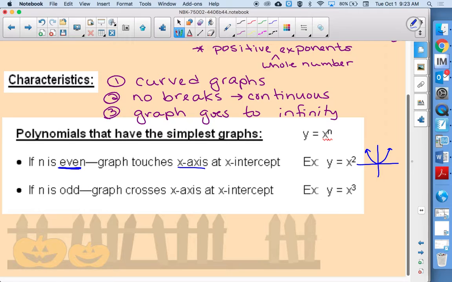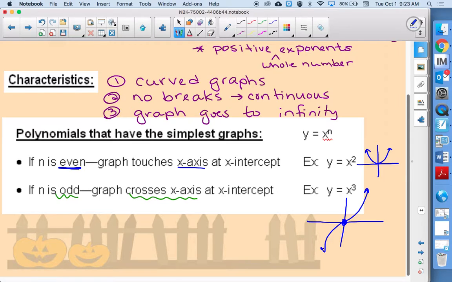The other option is odd, because I only have two types of functions, or two types of powers, even versus odd. So when it's odd, it says the graph crosses the x-axis. So instead of just touching it, it's going to cross through the x-axis. What's our x cubed graph look like? Yeah, nice job, Brenton. So that graph that goes up and down from the center.